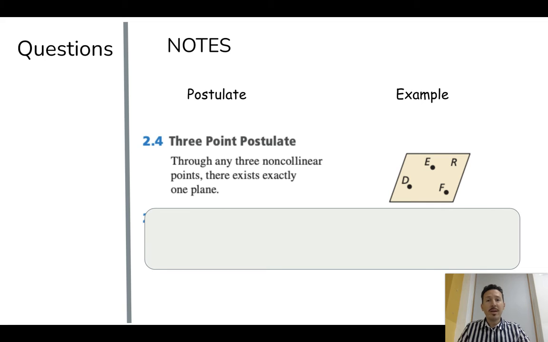Then we have our 3-point postulate. Through any 3 non-collinear points, there exists exactly one plane. So we've already started to talk about a lot of these postulates when we were talking about and describing a plane, a line, right? We started with the point. So here's just a little bit of where it's coming from. These are the postulates that state exactly what they are.